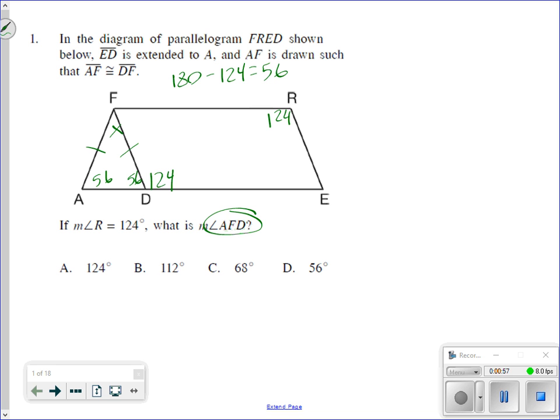The next piece, we can take those two angles, since all triangles add to 180, we can do 56 and 56 to get 112. 180 minus 112 will give us what x is, and in this case it is 68 degrees.